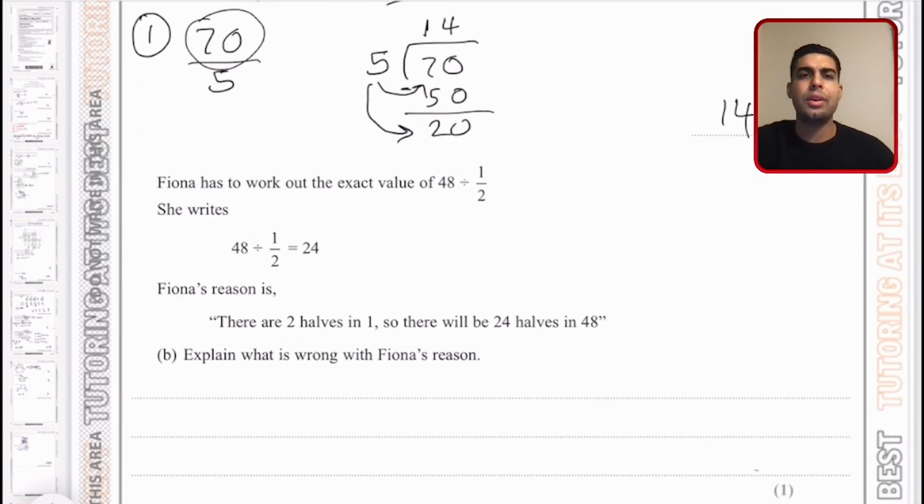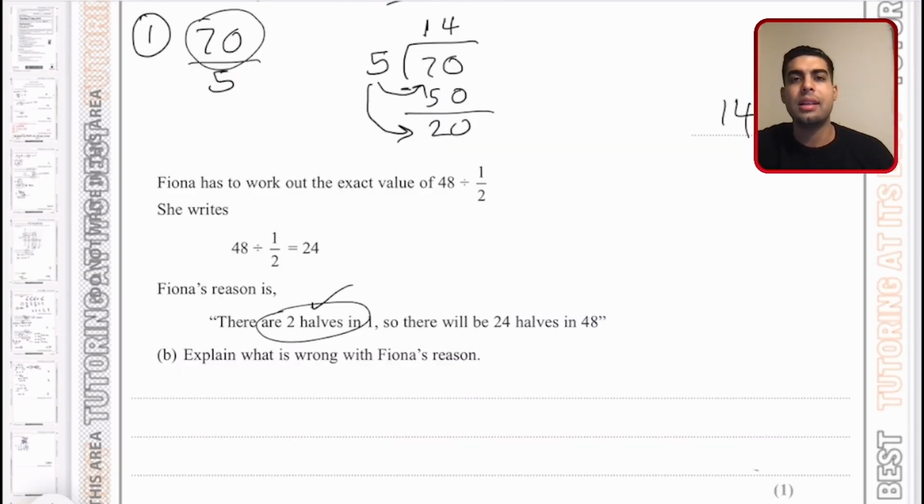However, it states that Fiona has to work out the exact value of 48 divided by a half. And so she writes that 48 divided by a half is 24. Her reason is that there are 2 halves in 1, so there will be 24 halves in 48. Well, we know that there are 2 halves in 1, but that doesn't mean that there will be 24 halves in 48. So what's wrong with her reason?